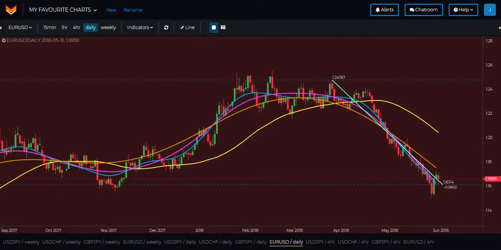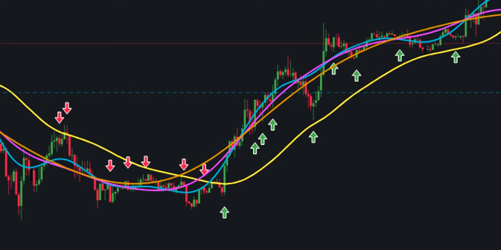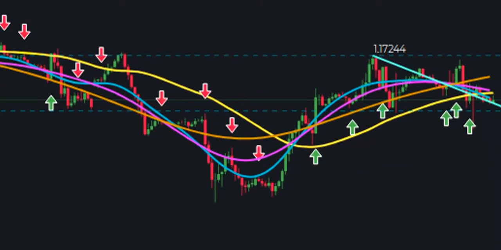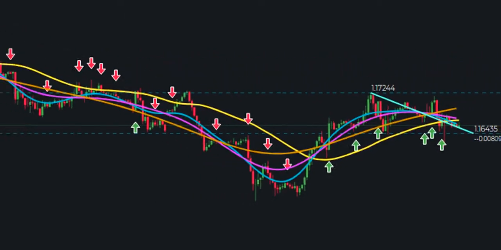Now, for those who like to trade the lower time frames, we have already started seeing quite a few green price action entry arrows appear here on the 15-minute charts, and also here on the 1 hour charts, which some of our day traders and scalpers may well have already profited from.